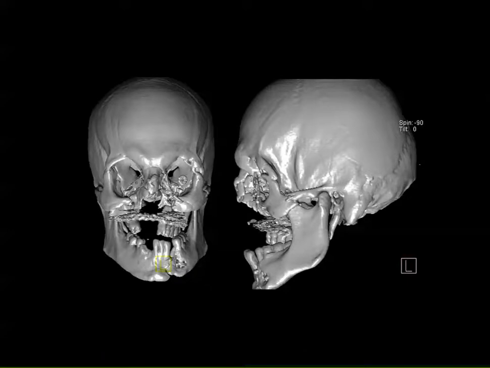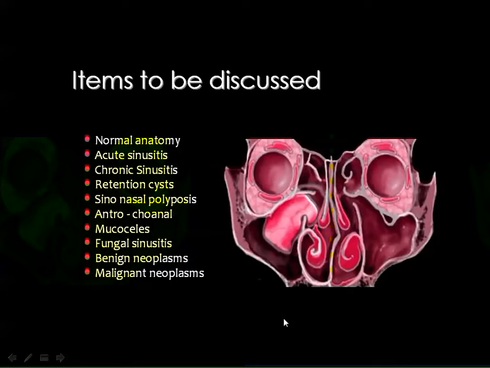Then we may have to reconstruct the images in 2D or 3D planes, and this is a good example of 3D images of the maxillofacial area. You should remember, in my opinion, that 3D images are of little diagnostic value, except in cases of maxillofacial trauma, as I will explain in full detail in the lecture on maxillofacial injuries.